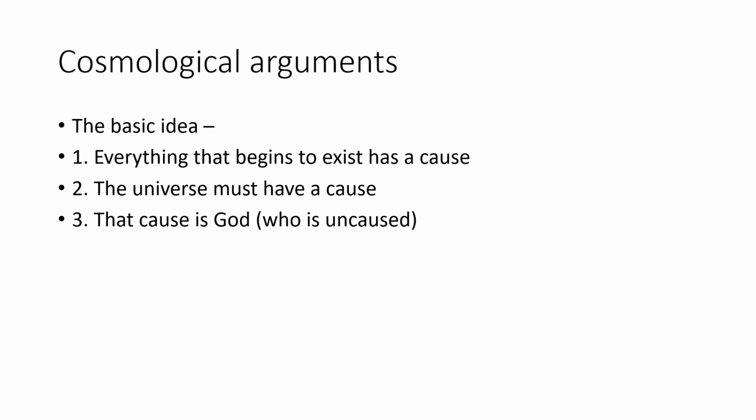So what is the cosmological argument saying? Well, very basically, the idea of the cosmological argument is something like this. Everything that begins to exist has a cause of its existence. This is true for everything. This is a metaphysical principle across the board. The universe must have a cause, and that cause is God. So someone outside of the universe who is uncaused is the first cause, and this is the basic idea of the cosmological argument.